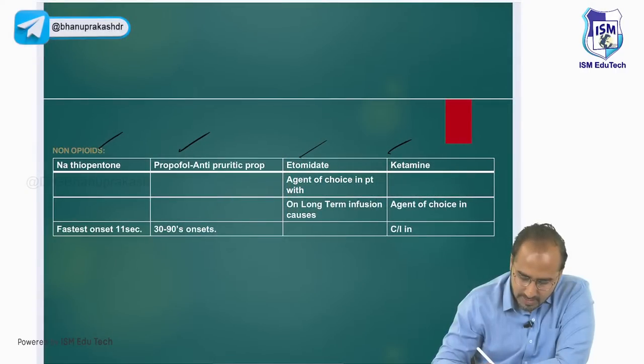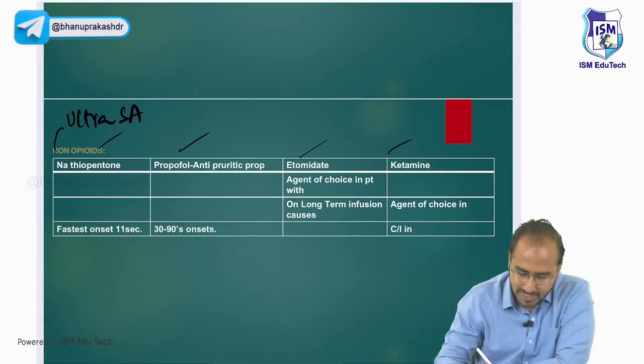येलो कलर आपके माइंड में ब्लिंक होना चाहिए. येलो कलर व्हाई? बिकॉज सोडियम थायोपेंटोन इज अवेलेबल एज अ येलो अमॉर्फस पाउडर. व्हाट इज, फर्स्ट ऑफ ऑल, व्हाट इज सोडियम थायोपेंटोन? सोडियम थायोपेंटोन इज एन अल्ट्रा शॉर्ट एक्टिंग बारबिट्रेट.